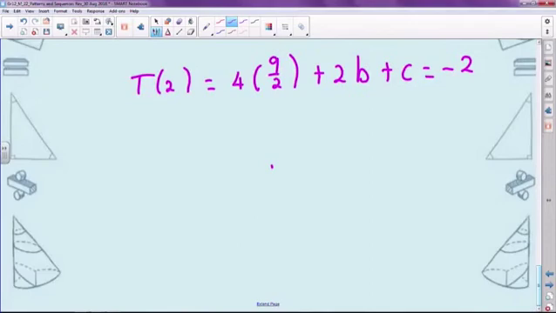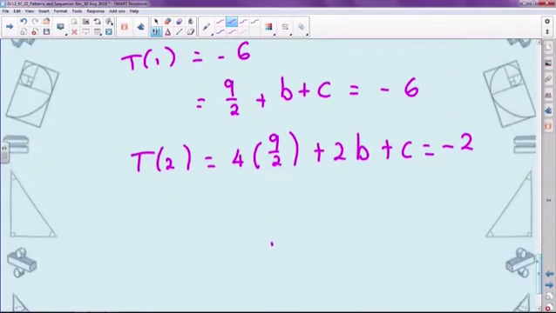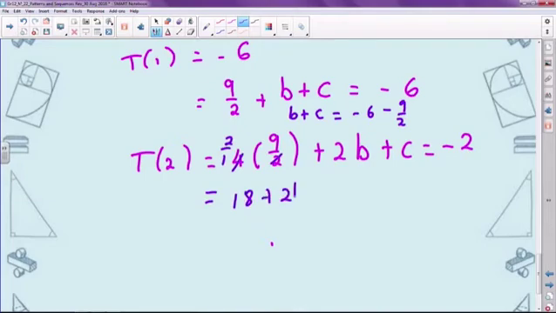Okay, we're then going to solve these simultaneous equations. Let's simplify it a little bit. So we can see that term 1 will be given by B plus C. So I'm just going to write this underneath here. B plus C is equal to minus 6 minus 9 over 2. Simplifying for term 2, 4 times 9 over 2, it's going to leave me with 2 over 1 times 9. So I'm going to get 18 plus 2B plus C is equal to minus 2.